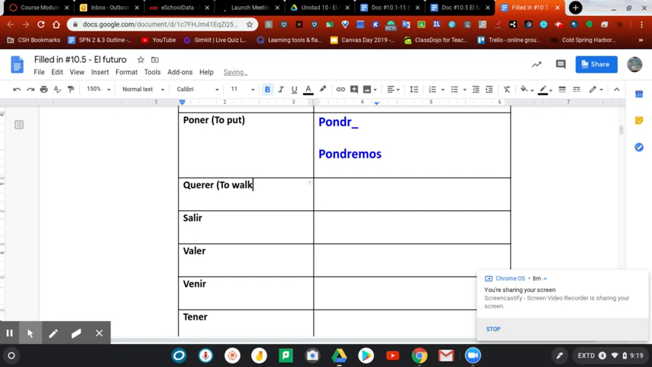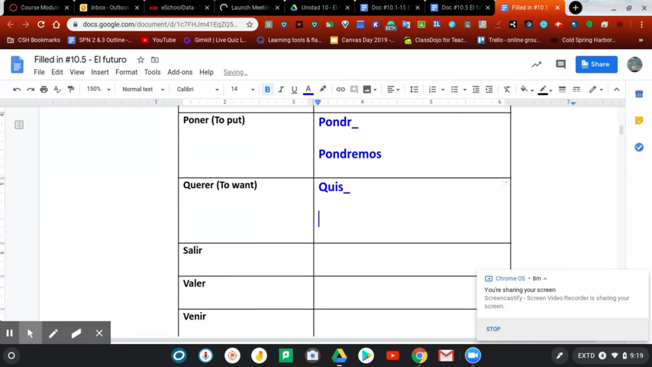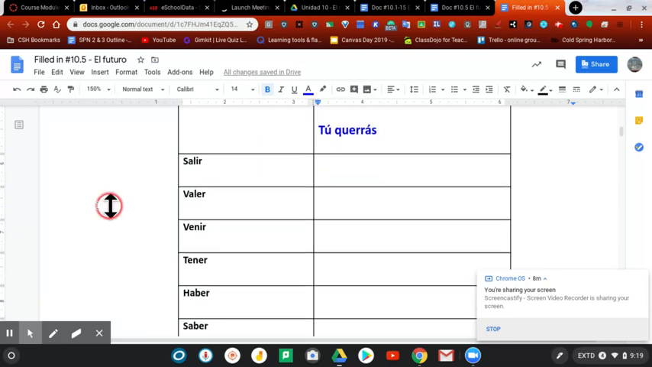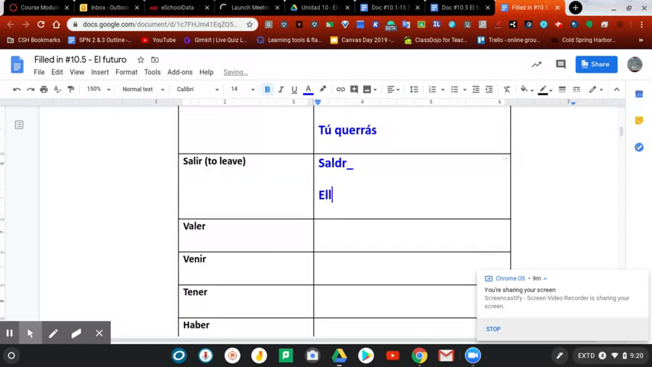Querer, to want, which goes to querr. Getting confused here. If we have something like querrás, you will want. Salir, to leave, goes to saldr, so we could have something like ella saldrá, she will leave.